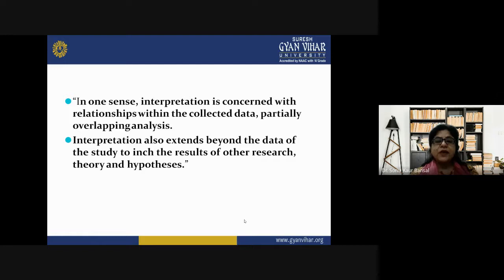Now, in one sense, interpretation is concerned with relationships within the collected data, partially overlapping analysis. Interpretation also extends beyond the data of the study to link the results of other research, theory, and hypothesis. So, just understand, students, that whatever your data is, it is giving you the opportunity that with the help of that collected data, you give interpretation to your study and you shift your results to next generations, to upcoming students who are interested in doing research.